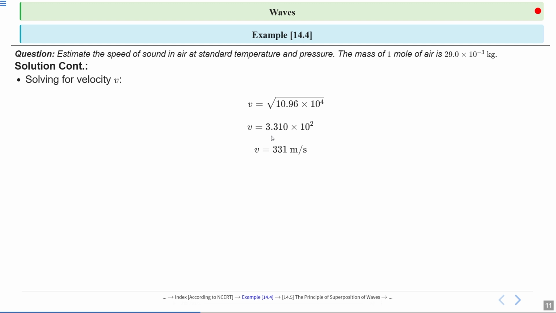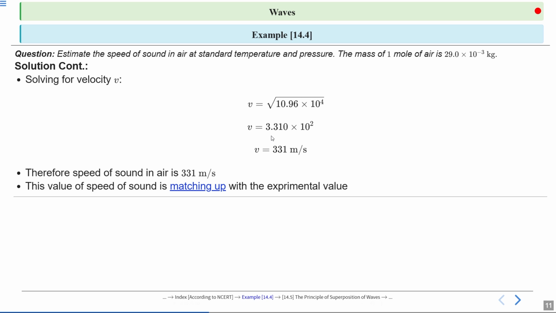This is the commonly accepted value for the speed of sound in air at standard temperature and pressure. Clear? Therefore, the speed of sound in air is 331 meter per second. This value of speed of sound is matching up with the experimental value.